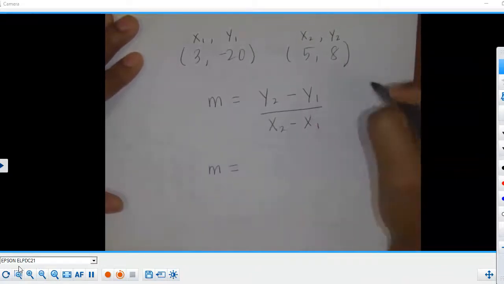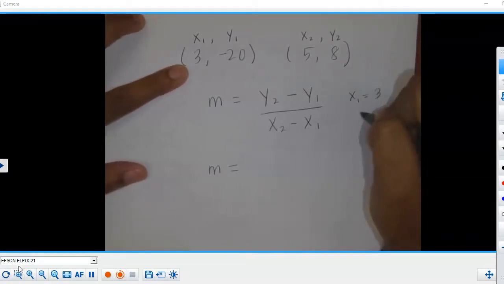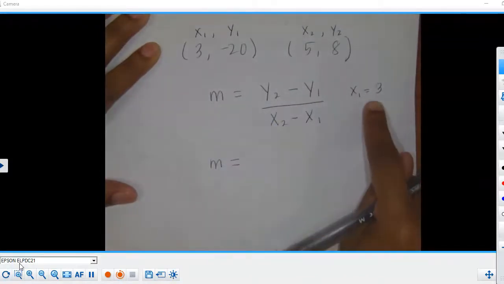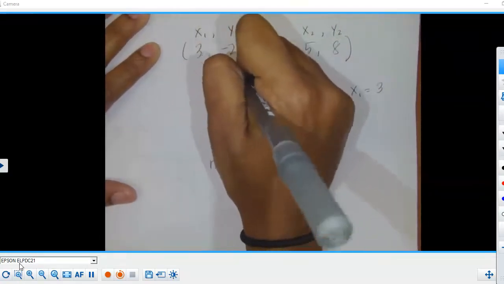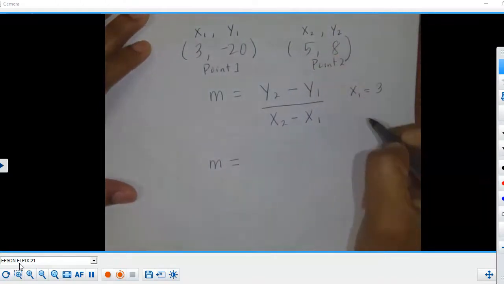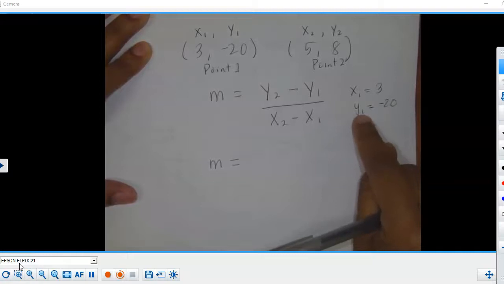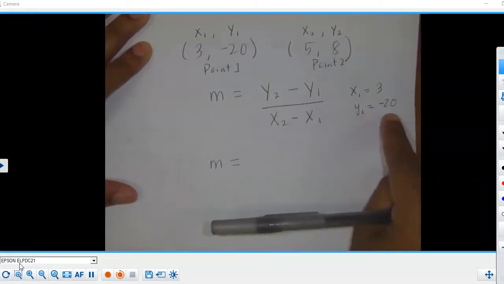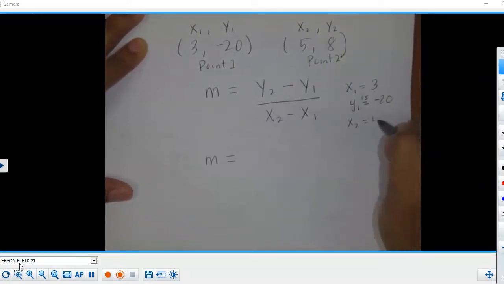So we have m is equal to, and in this example, I'm going to list everything. I have x1 is equal to positive 3, because this is point number 1, and this is the x-coordinate of point number 1. I'm going to write it at the bottom, if that helps anybody. This is point number 2, okay? So my y1 is equal to negative 20. What you should be thinking about is when you see y1 in the formula, you need to plug in negative 20, because y1 is negative 20. x2 is equal to 5, y2 is positive 8.